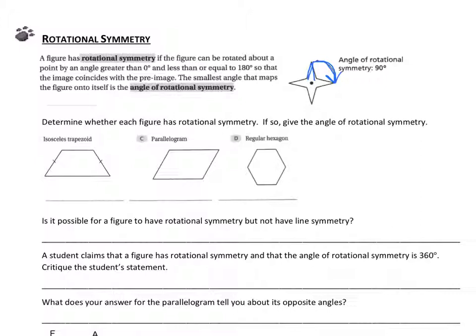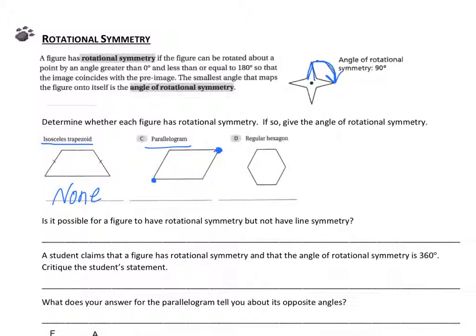When we can rotate it, and it will map itself. Look at our first example, this isosceles trapezoid. If we rotated this a full circle, it would never map itself until we went 360 degrees. If that's the case, then as far as rotational symmetry goes, there is none in that one. On C, this parallelogram, if we rotated it so that this point was rotated to here, that would be 180 degrees, a half circle. That would have rotational symmetry.